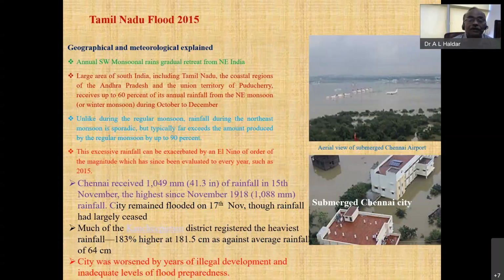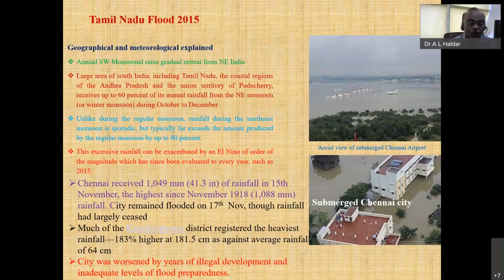Now, you know the Tamil Nadu, what happened in 2015, that was the cause of the flash flood. The havocs are there. I'm not going into details of that. Even some scenarios are there. In Chennai, it received 1,049 millimeters, 41 inches of rainfall in one day. That was on the 15th. That was caused at the end of the southwest monsoon and the beginning of the northeast monsoon.